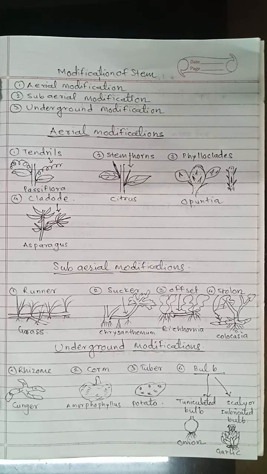Adventitious roots develop on the ventral surface of the rhizome. The rhizomes are perennial and vegetatively propagating structures. Example, ginger and turmeric. Second underground modification, it is corm. It grows vertically at particular depth in the soil.